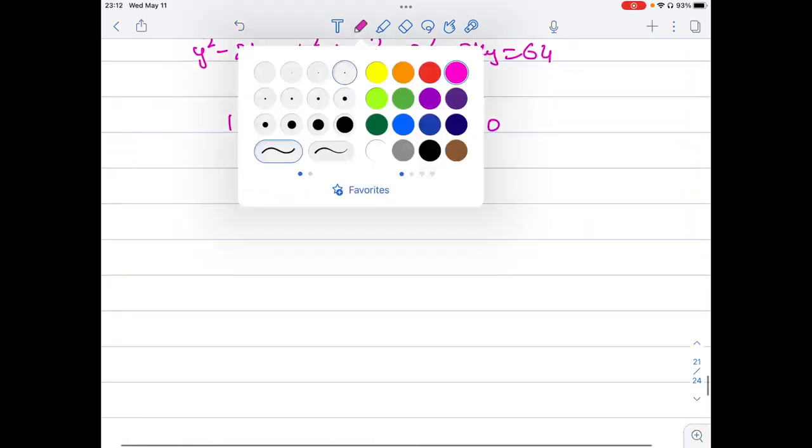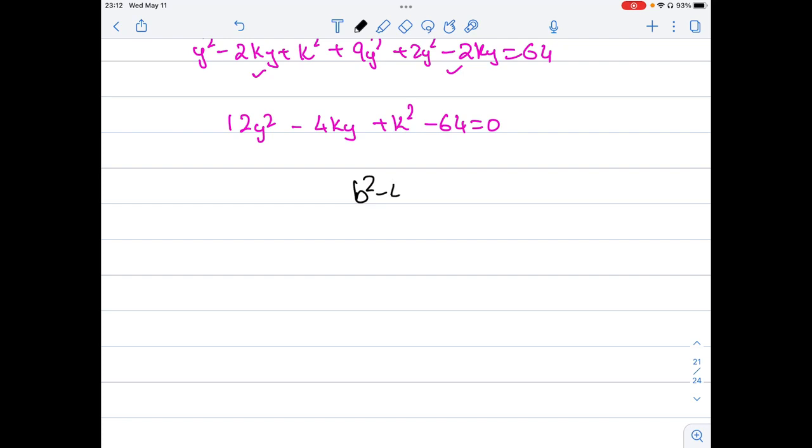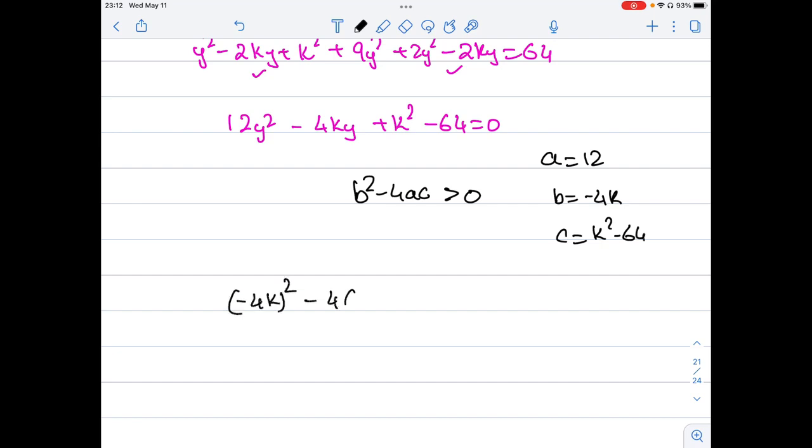If it is intersecting at two distinct points, what does that mean? b square minus 4ac should be greater than 0. So a equals 12, b equals minus 4k, c equals k square minus 64. So b square minus 4ac is greater than 0. It becomes 16k square minus 48k square plus, 4 times 12 is 48, then 48 times 64 gives me 3072. 3072 is greater than 0.